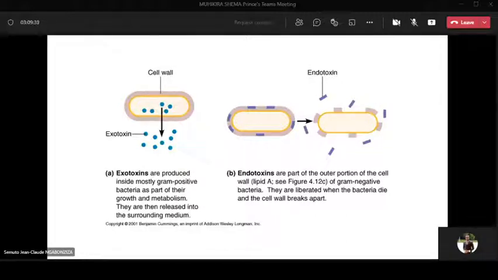Endotoxins, which are only released when the bacteria are dead, are part of the outer portion of the cell wall of gram-negative bacteria. They are only released when the bacteria die and the cell wall breaks apart. So the bacteria have to be dead and the cell wall destroyed. That is when the endotoxin will be released and cause its effect.